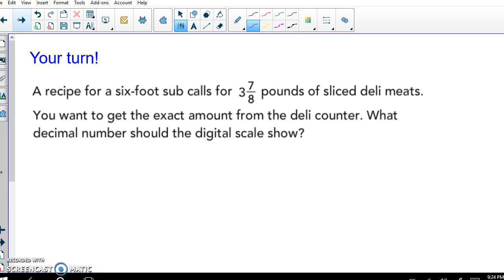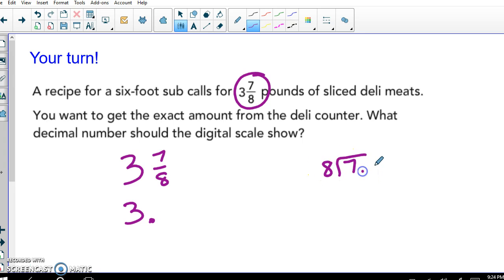Let's try a practical application here. A recipe for a 6-foot sub calls for 3 7/8 pounds of sliced deli meats. You want to get the exact amount from the deli counter. What decimal number should the digital scale show? So again, with a mixed number like 3 7/8, 3 indicates the number of wholes. 7/8 represents our fractional piece, or the part of another whole. So the 3 is going to be in the ones place before my decimal point. And to find the decimal expansion for 7/8, I will do 7 divided by 8. To work this by hand, I can go ahead and add some zeros.